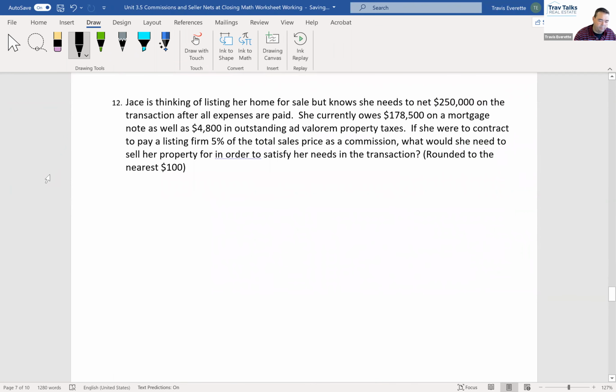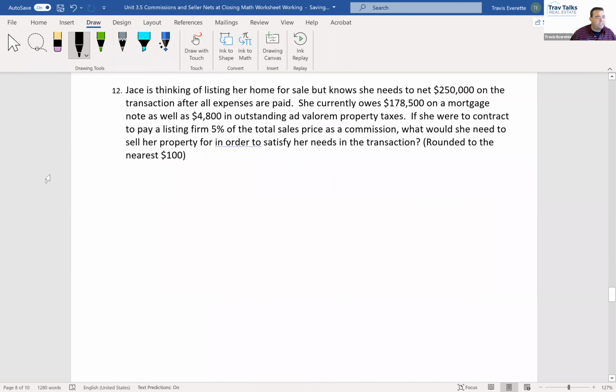All right, take a look at number 12. It says Jace is thinking of listing her home for sale, but knows she needs to net $250,000 on the transaction. So they're not asking us the net. They're saying she knows she needs to net. A little bit different question. A lot different question, actually. But just pointing that out. She needs to net. So they've given us basically the answer we just came up with. They're giving us that answer now.